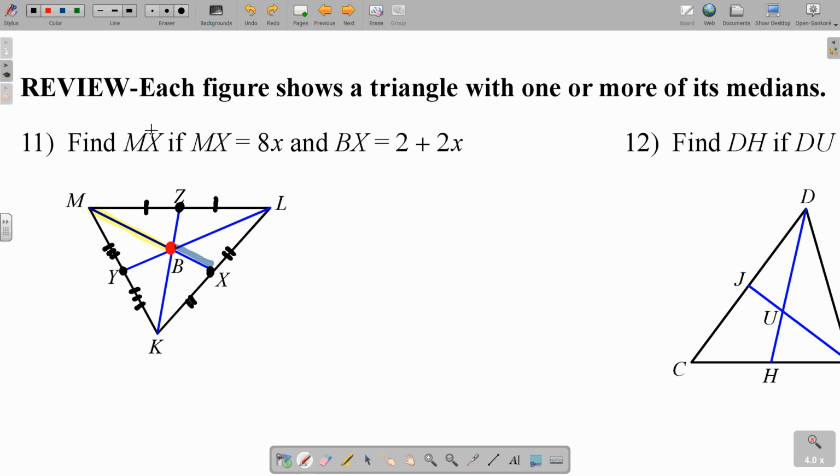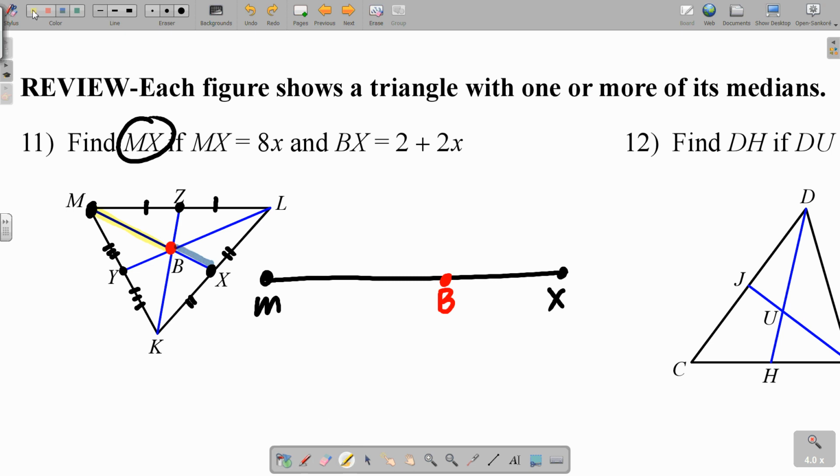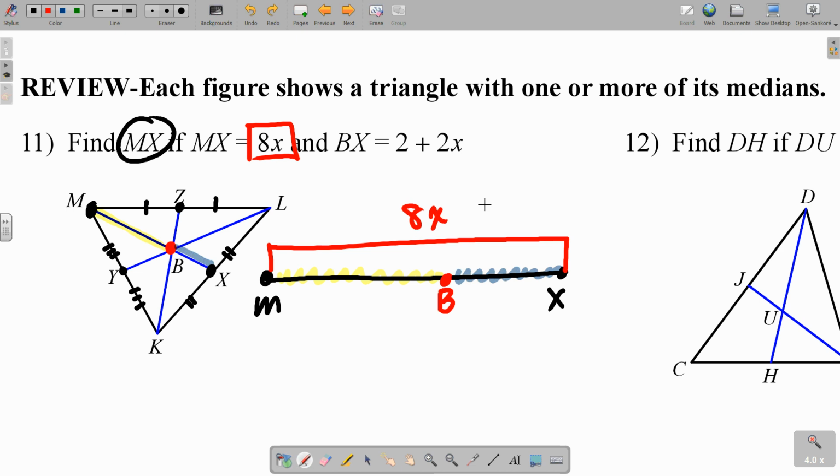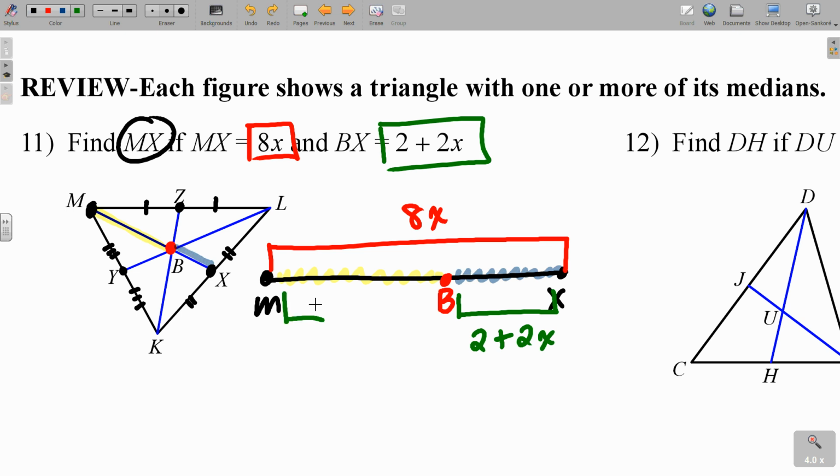Ready? We are working with the segment M to X. So I'm going to pull it out here so it's a little bit easier to work with. M to X, and B here is our centroid. We know from the yellow to the blue, that's a 2-to-1 ratio there. So let's look at our algebra. We have MX is 8x, BX is 2 plus 2x, and then you don't have M to B.